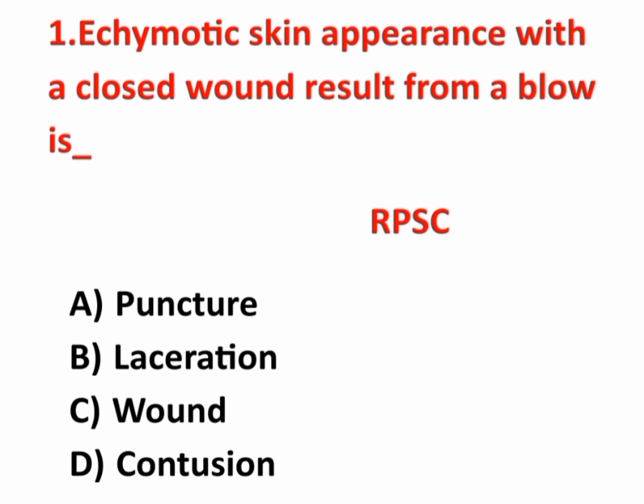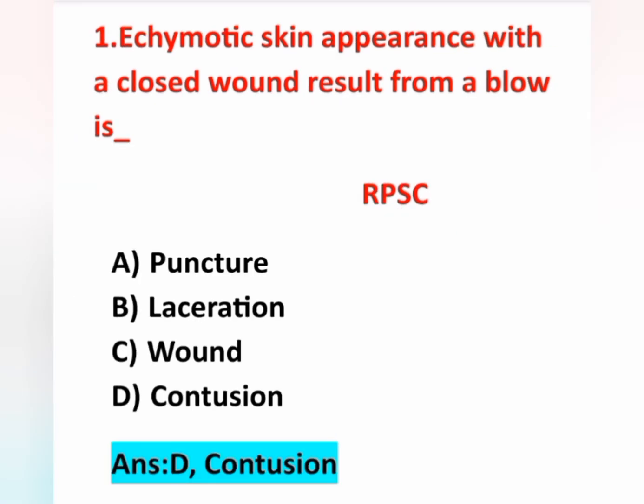The first question: ecchymotic skin appearance with a closed wound result from a blow is. The options are option A puncture, option B laceration, option C wound, option D contusion. So we have to read the question thoroughly, then we can easily answer this question. Ecchymotic is a bluish appearance of the skin. So bluish appearance is coming in case of contusion.